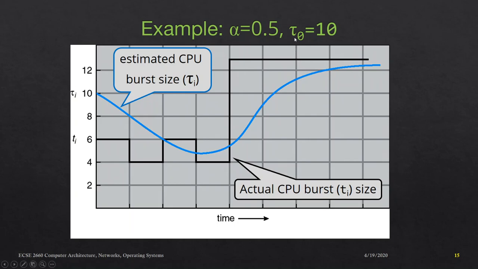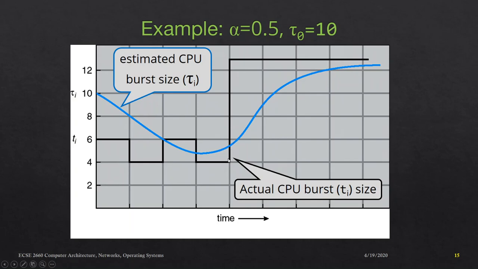And we can also play a little bit with the initial predicted value, perhaps by looking at the history of the process. So that's an example of how a prediction algorithm works.